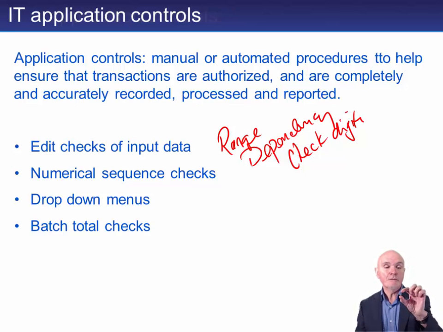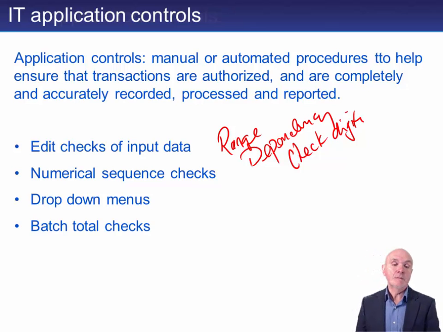Think of a checkbook. All the checks have a numerical sequential number on them, and you can set up systems that will prevent you posting the same check twice, and it will be able to print out at the end of the month missing check numbers. So a sequence check is used on accountable documents.